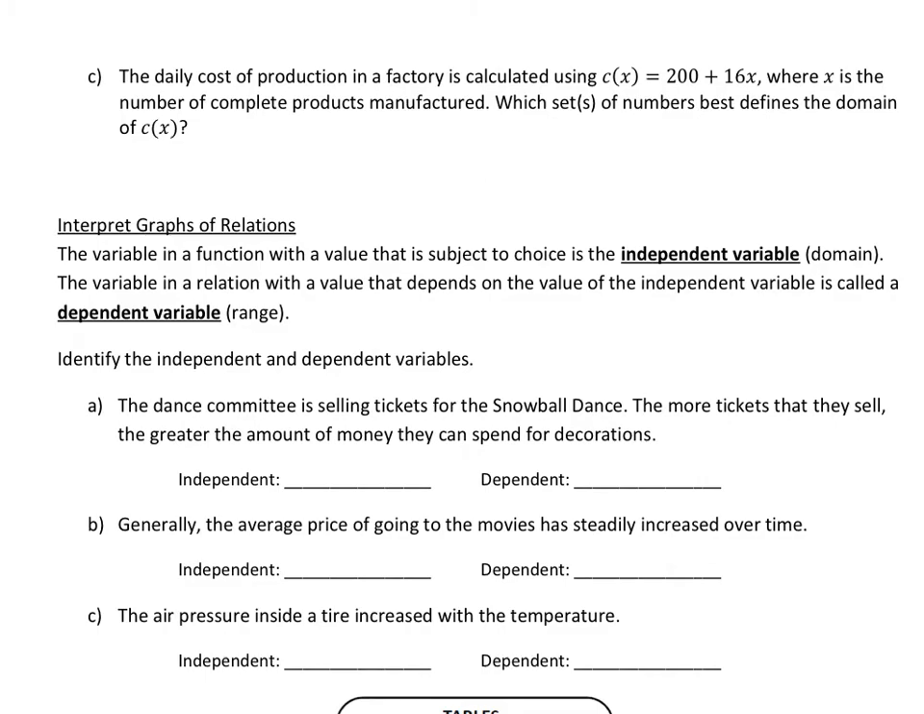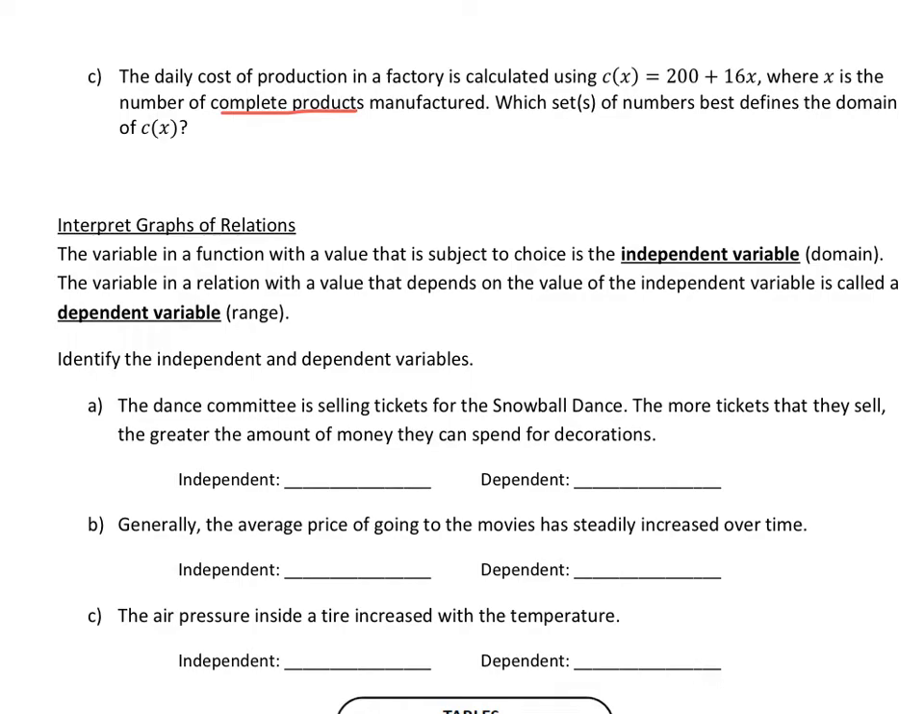Letter C. The daily cost of production in a factory is calculated using C of x equals 200 plus 16x, where x is the number of complete products manufactured. Which set of numbers best defines the domain of C of x? When it's asking which set of numbers, it wants to know if you are going to use integers, rational numbers, whole numbers, etc. We are talking about products being manufactured, items. You can't have negative items. Therefore, the set of integers, which includes our negative numbers, is excluded.